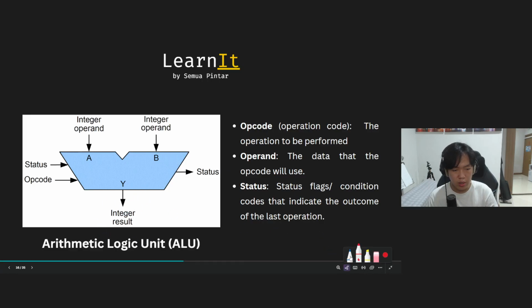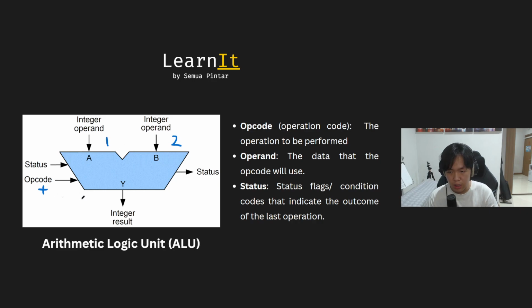So let me just write that down. This is, let's say, 1. This is 2. And let's say the opcode here is plus. So the integer result will be 1 plus 2, which is 3. Look at that. So yeah, it is very similar to logic gates. The only exception is that we follow what the opcode tells us to do.